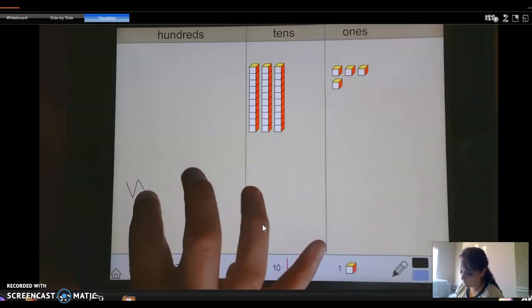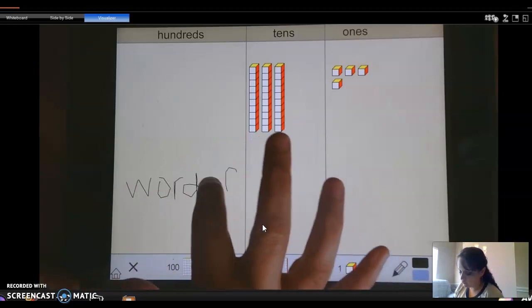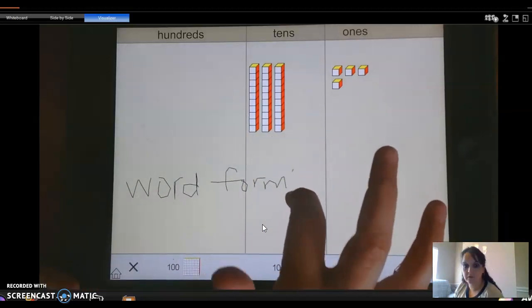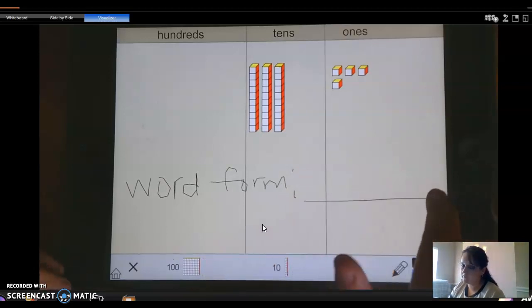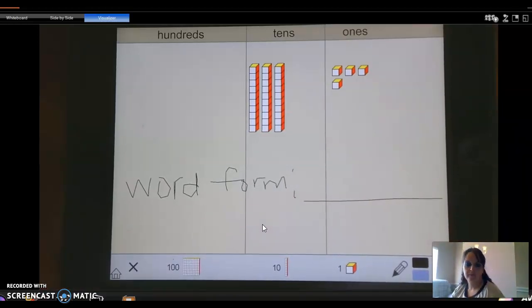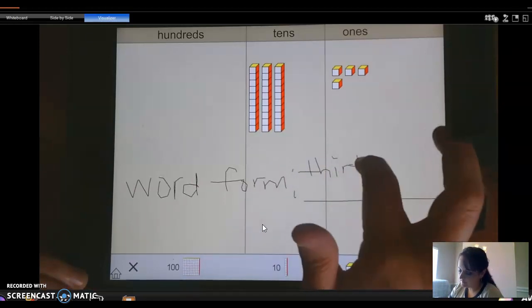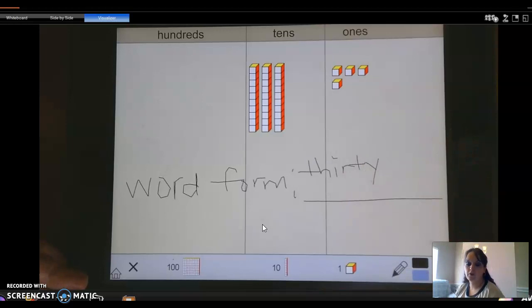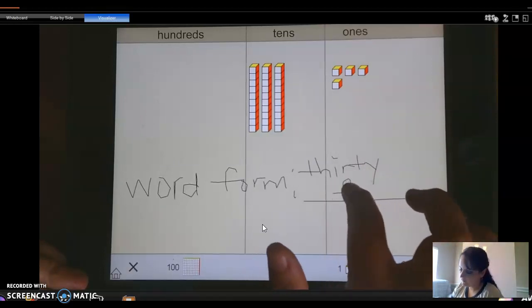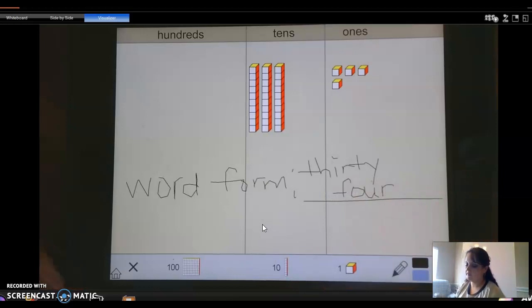And then word form. Let's try our best to write in word form what the number 34 looks like in word form. Let's sound out that word 30. T, and then 4 is a harder one. So that's how you write the number 34 in word form.